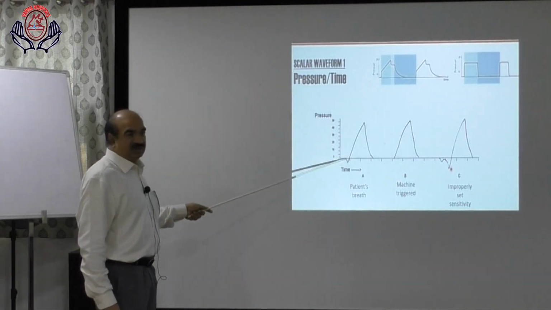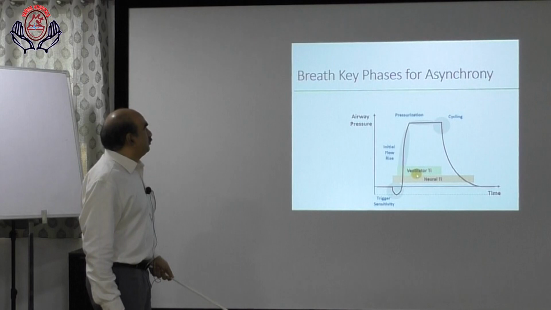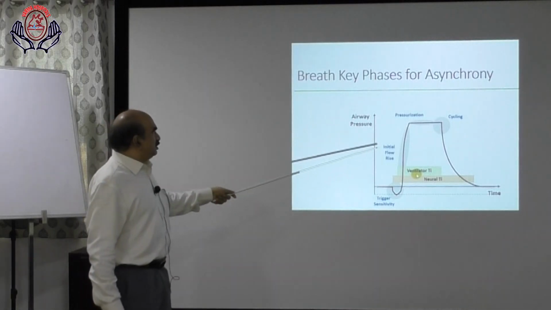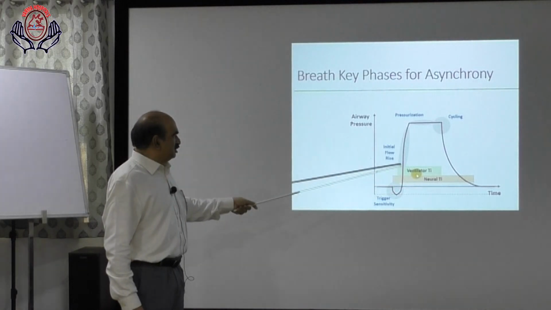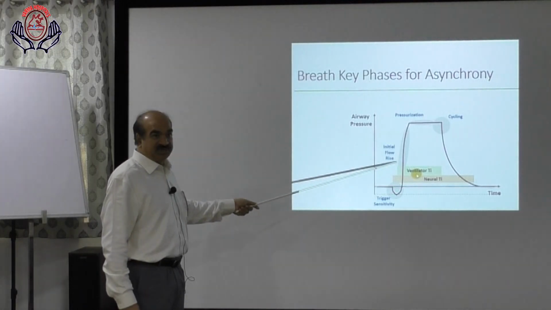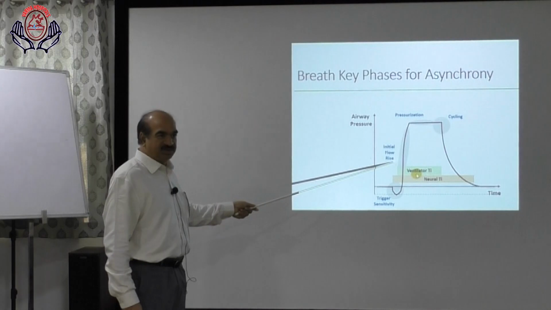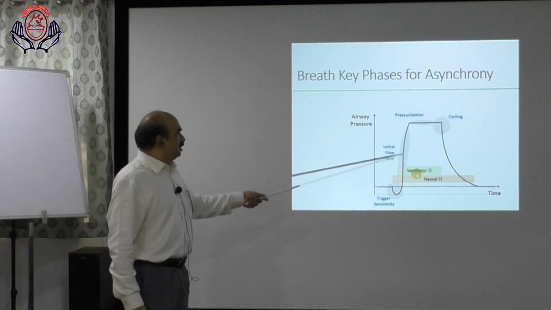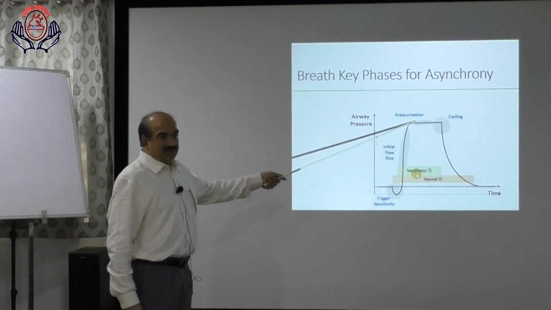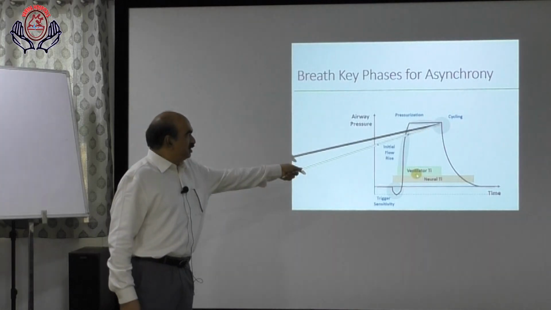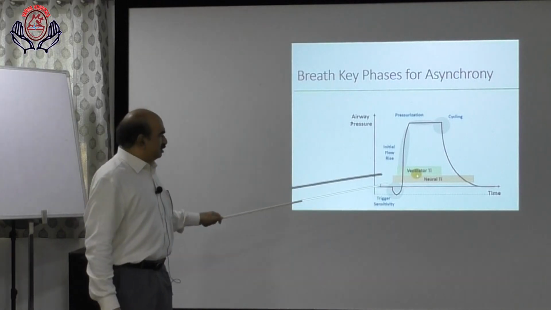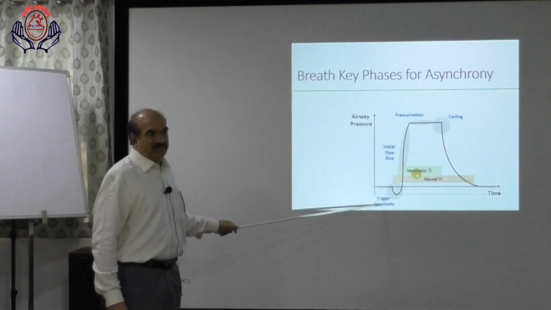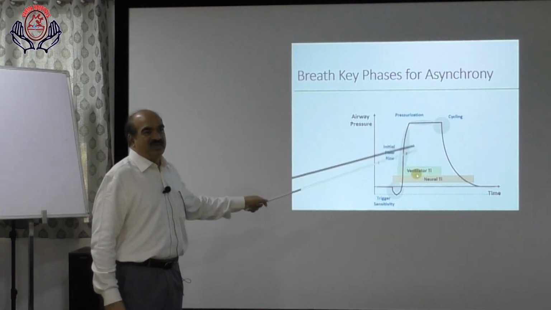There is an initial negative part. So we should look for key phases of asynchrony: whether the trigger sensitivity is proper or not, the initial flow phase, rise time, whether rise time is fast, normal or slow, whether the pressure control is okay or not, and cycling. Mainly three components are important: what triggers, what controls and what cycles.